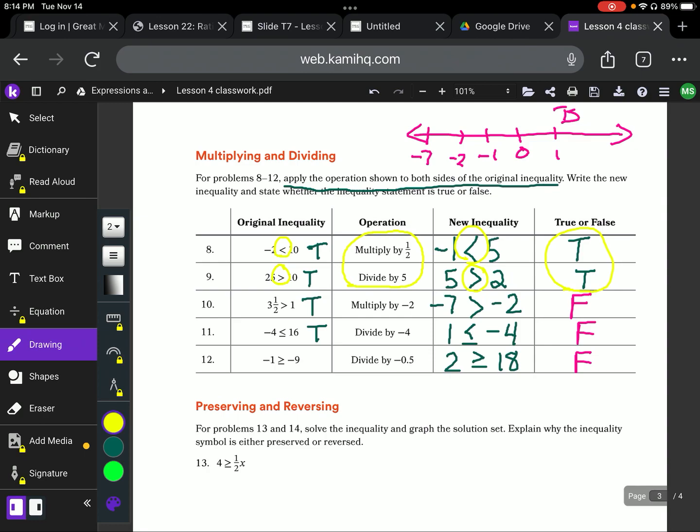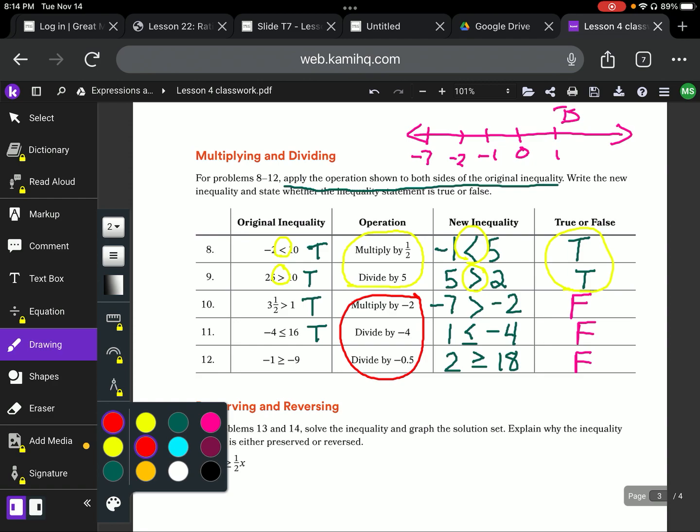But then when we were multiplying or dividing by a negative number, now things are changing, right? So I multiplied by these negative numbers or divided by these negative numbers, and with my inequalities facing in the same direction, it was false, right? It started off true, and now it went to false.